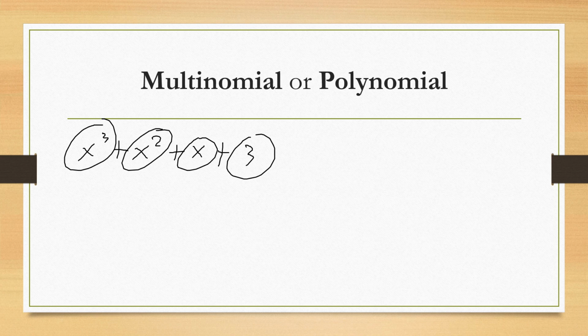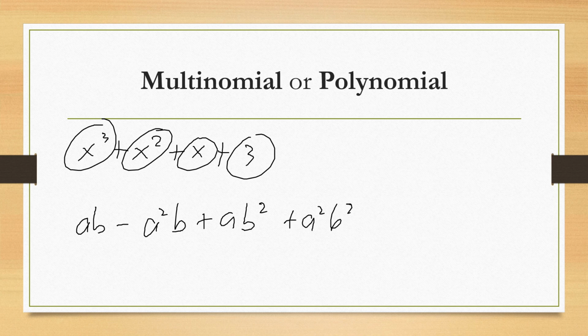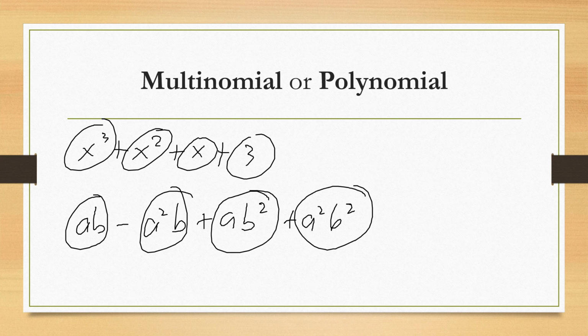And then, we can also have ab minus a squared b plus ab squared plus a squared b squared. So, this one is a multinomial dahil meron tayong apat na term, 1, 2, 3, and 4. So, ganun lang, magbilang kung ilang term ang ating polynomial. And we can determine that dahil lang dito sa kanyang operation na addition, subtraction. So, yan yung mag-i-indicate ng kanilang term. So, that is a multinomial or polynomial.